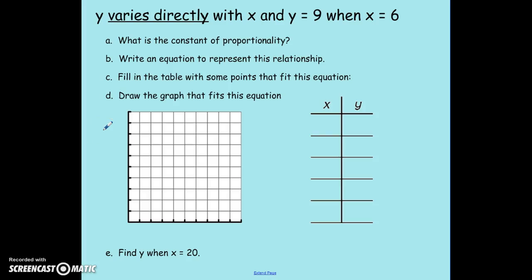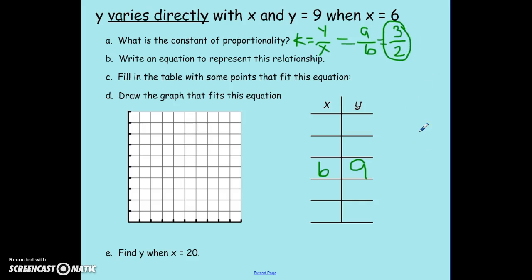Moving on to number 2. It tells me that y varies directly with x when y equals 9 and x equals 6. So I'm going to put y equals 9 and x equals 6. Question A asks for the constant of proportionality. So I know that the constant of proportionality equals y divided by x. So that's going to equal 9 divided by 6. We can reduce that fraction to 3 over 2.